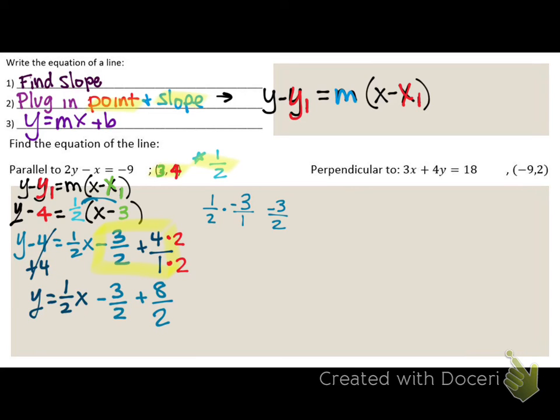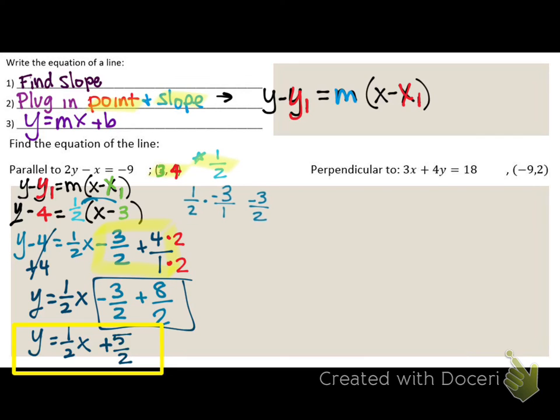So now we just combine our like terms. We got y equals 1/2 x. And what is minus 3 over 2 plus 8 over 2? 5 over 2. We have one more, and then we are done.